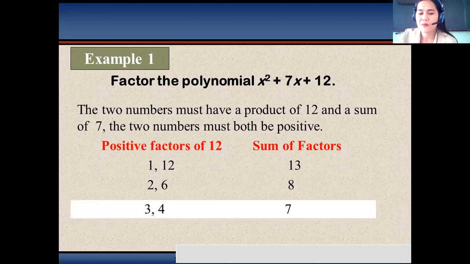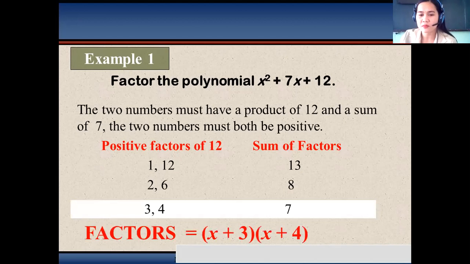Next, we have 3 and 4. Pag i-add mo is 7. So, therefore, that would be our answer. So, just copy the sign. x plus 3, x plus 4. So, distribute nyo lang yung x squared.